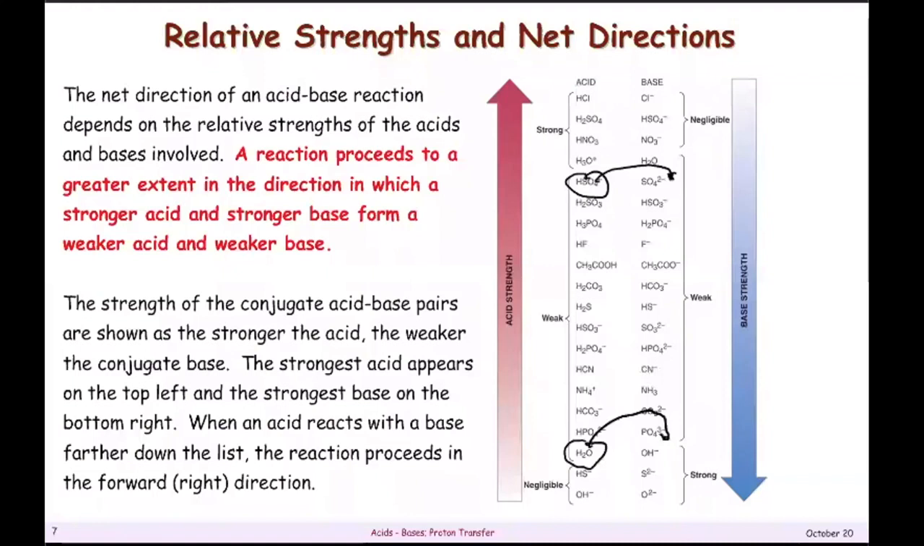I have to say weak base to indicate that the chemistry is one in which it doesn't accept the hydrogen 100% of the time. But if you're comparing weak bases, this is the weakest among the weak, and this is the strongest among the weak, okay?